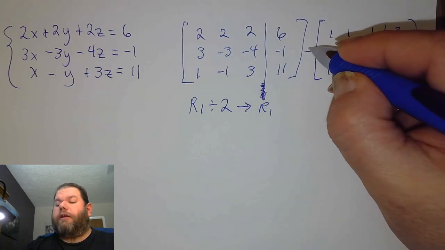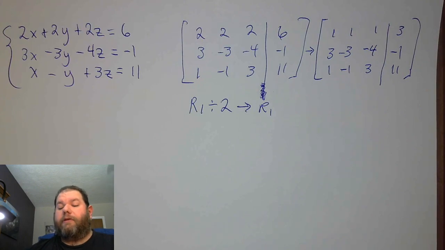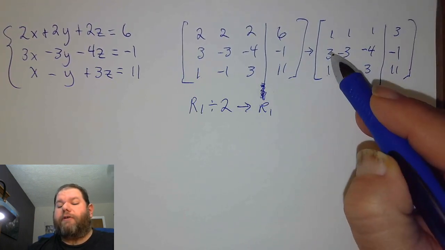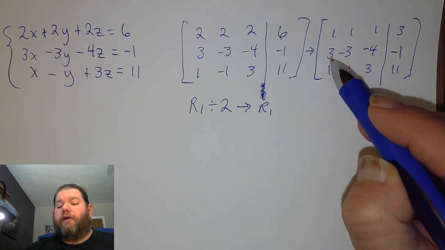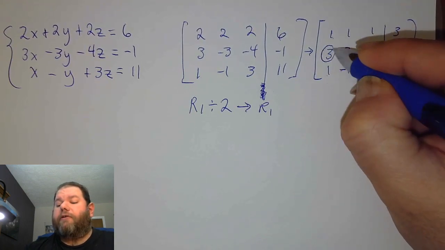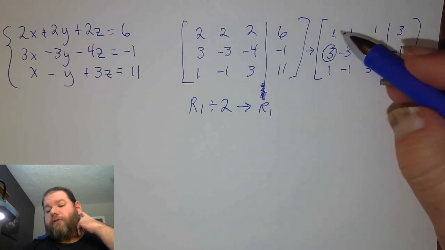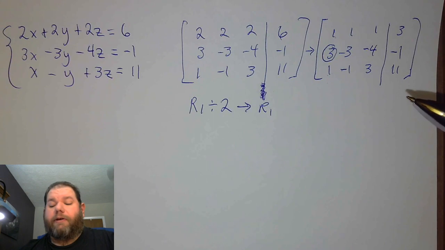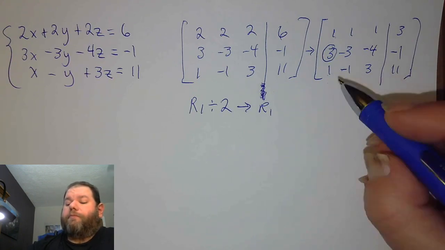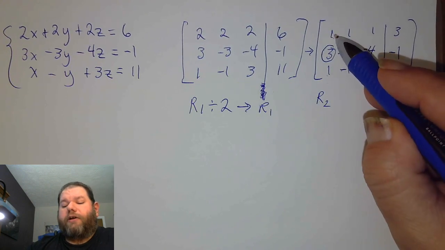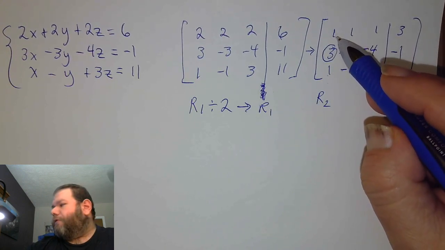Usually I like to draw an arrow there to show that's what it becomes. Also, I usually have more room than that, sorry. Once we have a 1 here, we want to zero out these two terms that are below it. So let's take this 3 that's here, we want to make that a 0. And we want to use the 1 that we just created, generally speaking. Now, for that, we can take row 2, and we need to subtract row 1.